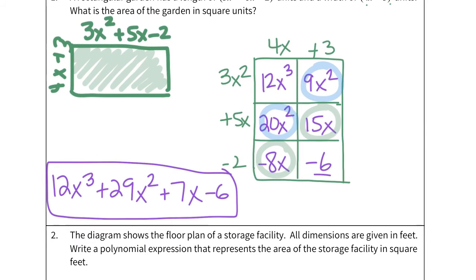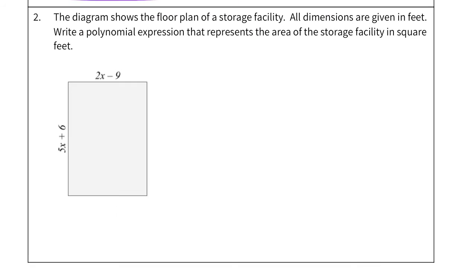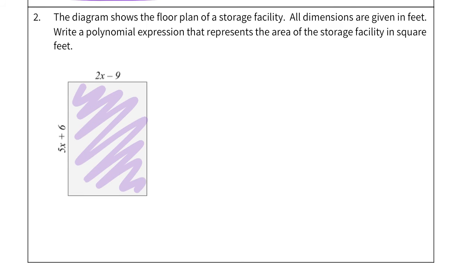Okay, let's look at a second example. So it says the diagram shows the floor plan of a storage facility. All dimensions are given in feet. Write a polynomial expression that represents the area of the storage facility in square feet. So I know it kind of sounds complicated, but literally they're only asking you for the area. They want to know the shaded in part of that rectangle. So we are going to multiply.